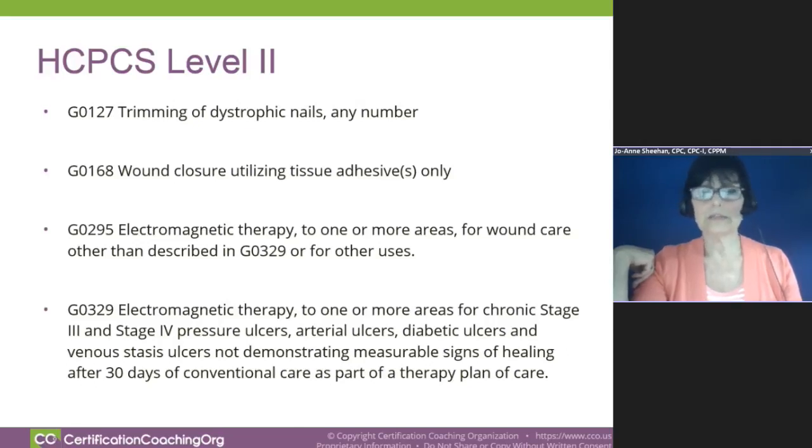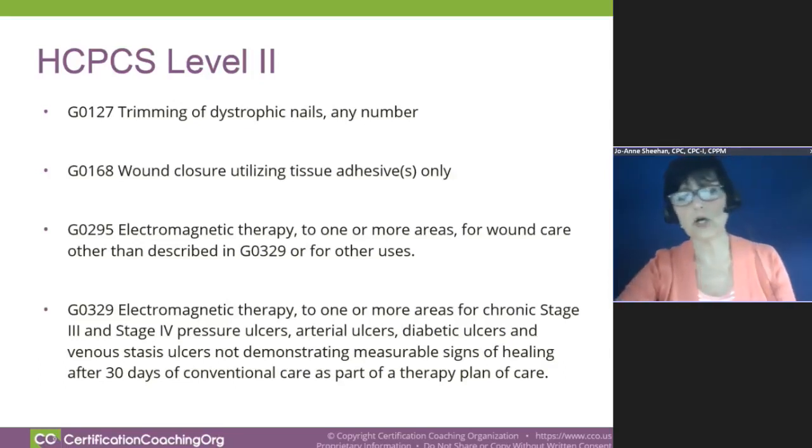And then down below, the G0329 electromagnetic therapy to one or more areas for chronic stages, up to stage 4 pressure ulcers, arterial ulcers, diabetic ulcers, and venous stasis ulcers, not demonstrating measurable signs of healing after 30 days of conventional care as part of a therapy plan of care. These are HCPCS Level II codes. These are Medicare codes. A lot of Medicaid plans will accept them, and I know of certain local carriers in the Boston area that accept them. But in terms of coding, these HCPCS Level IIs are typically just for Medicare.